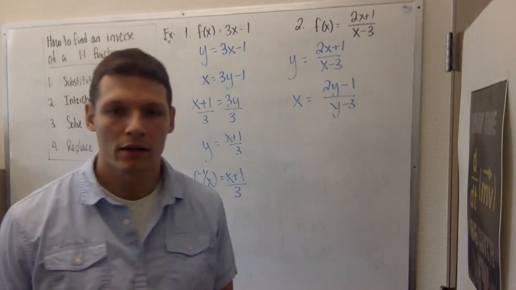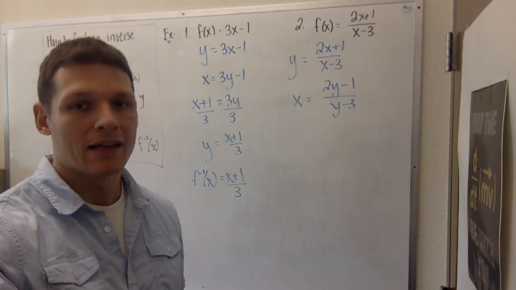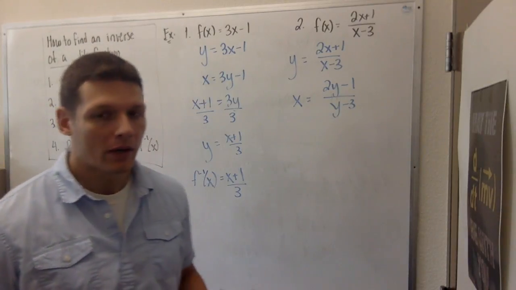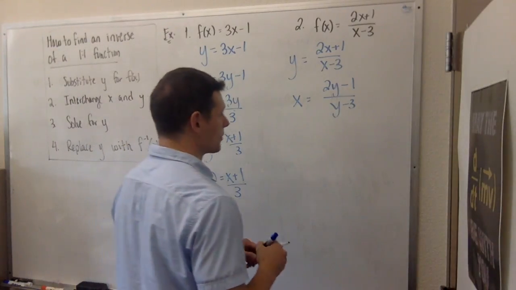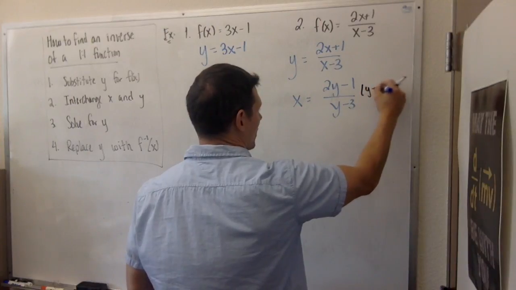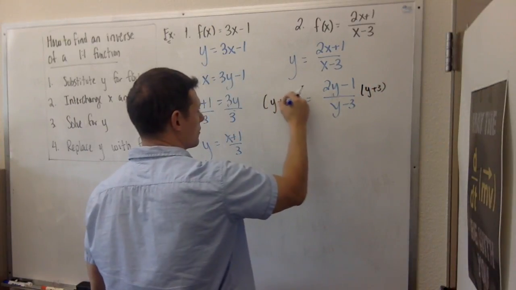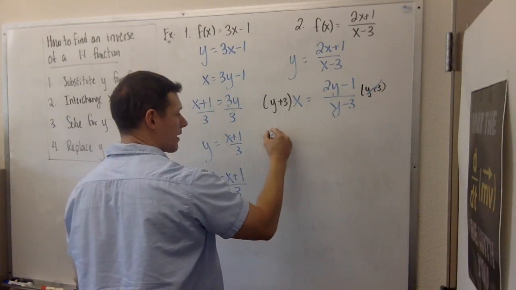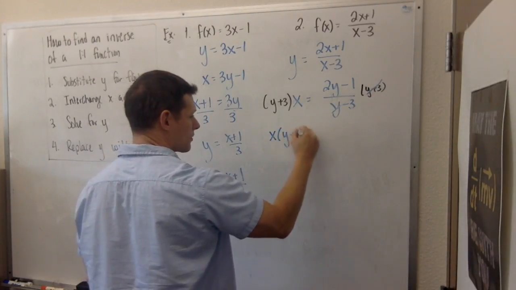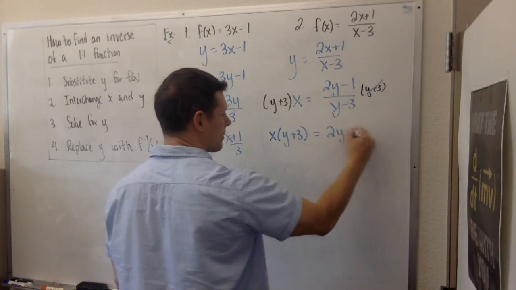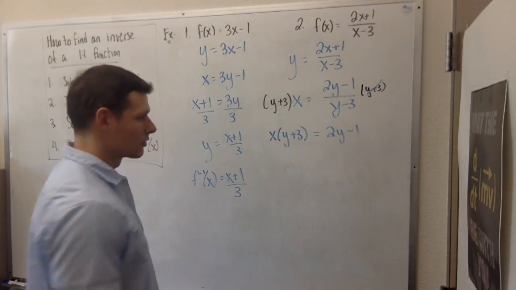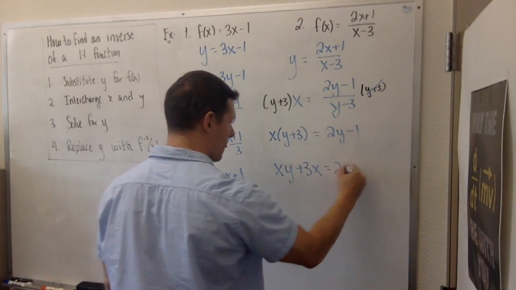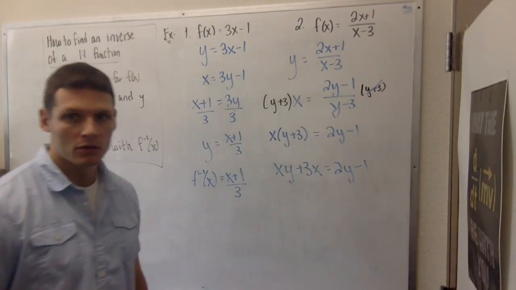Now, how do I solve for y here? Well, what I'm going to do is isolate y, put just y on one side. So how do I do that? Well, I've got to get rid of the fraction first. So I'm going to multiply both sides by y plus 3. That allows me to get rid of the fraction. So then I'll have x times y plus 3 equals 2y minus 1. I'm going to distribute: xy plus 3x equals 2y minus 1.